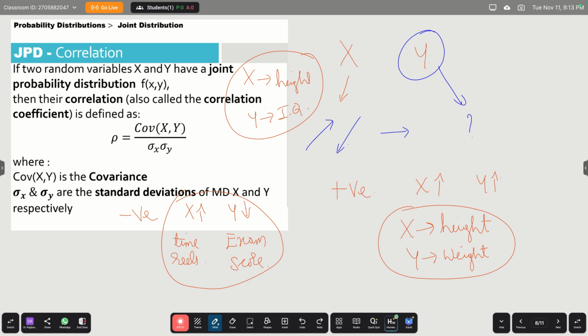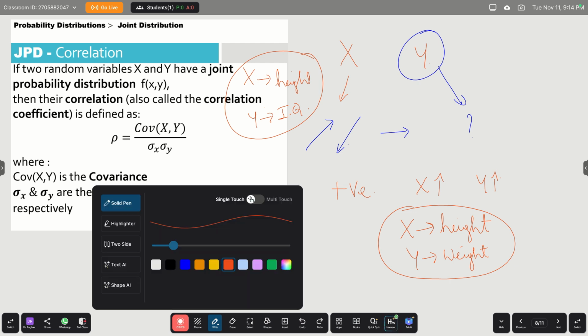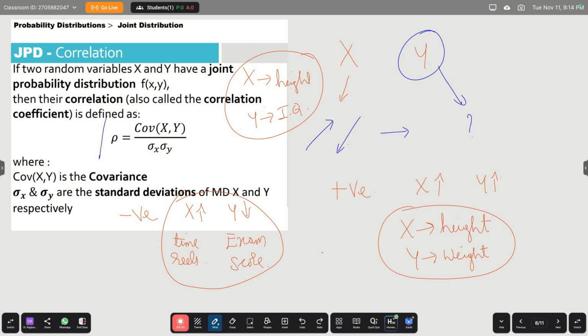And now how to calculate the correlation? To calculate the correlation, we need three things. You can see this blue box for the formula. We need three things. One is the covariance between x and y. That will be the numerator, and in the denominator we will have the standard deviation of marginal distribution x and the standard deviation of marginal distribution y.